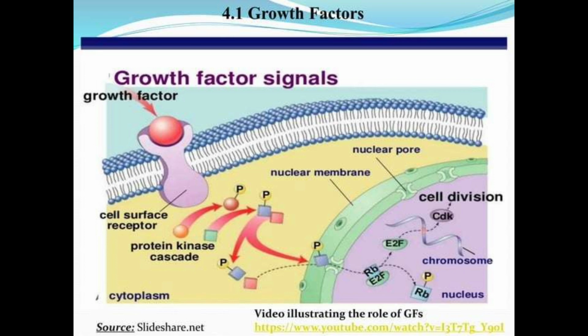Here we can see how it is associated: the growth factor binds to the cell surface receptor and activates the cascade of protein kinases that enters into the nucleus, where it activates RB (retinoblastoma) and E2F transcription factors. RB is phosphorylated, then E2F is activated, which in turn activates various CDKs, cyclin-dependent kinases and cyclins, and further that is associated with the cell division process.